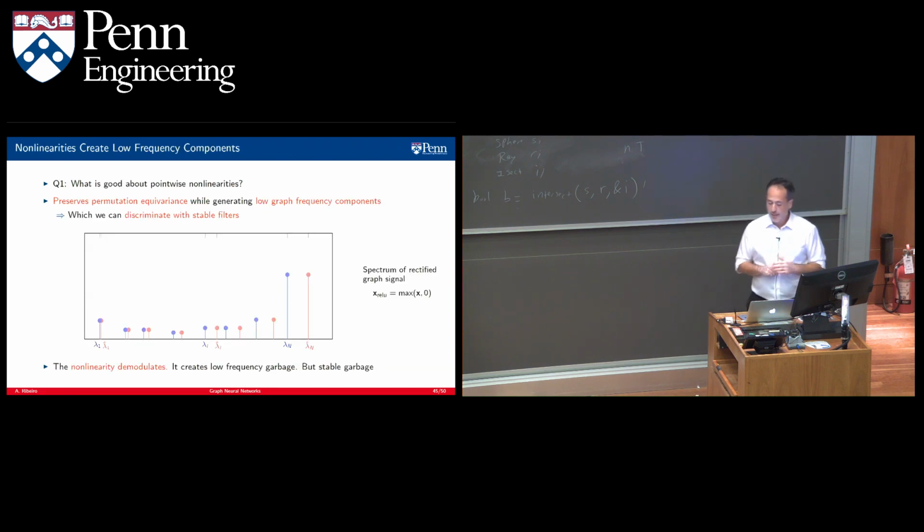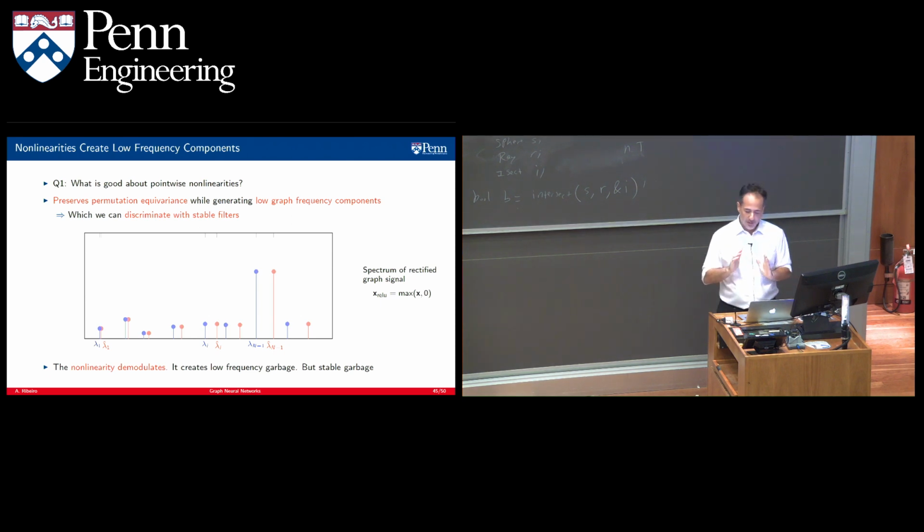Now, this is where the nonlinearity comes into the picture. Why? Because the nonlinearities, like the maximum of x and 0, the absolute value, or a sigmoid, all have one property in common, which is that all of them are demodulators. For those of you that don't know what a demodulator is, these are things that generate components in low frequency domains. So you get your signals that live in high frequencies, you send them through these pointwise nonlinearities, and you create all of that garbage. And if you send a different signal, you create a different sort of garbage. But the thing is that this garbage, however garbage it is, is stable, meaning it is one that you can discriminate with a filter that is not sensitive to perturbations of the graph.